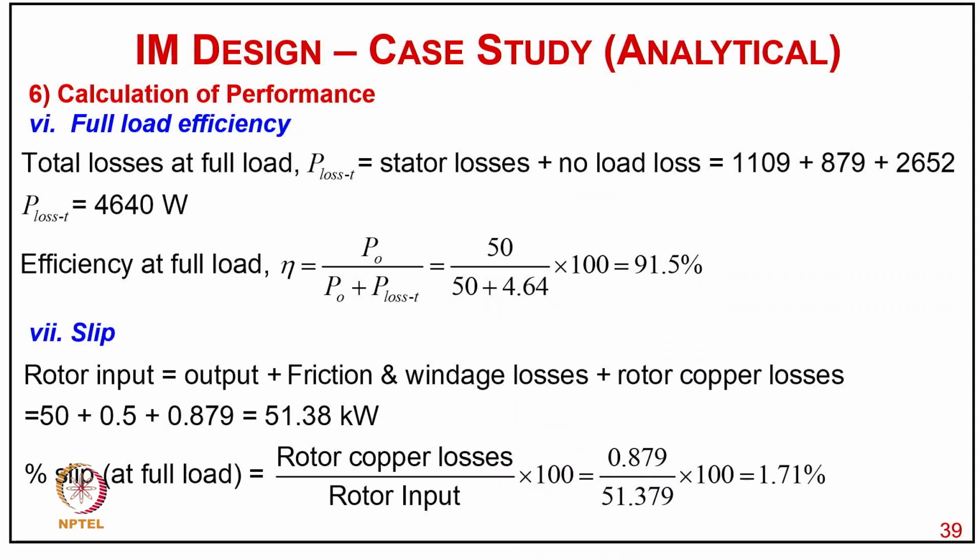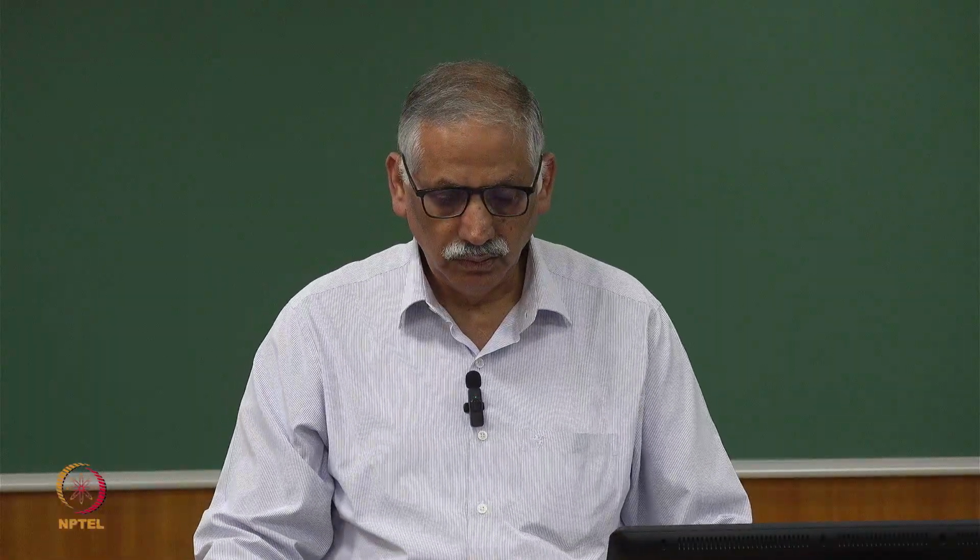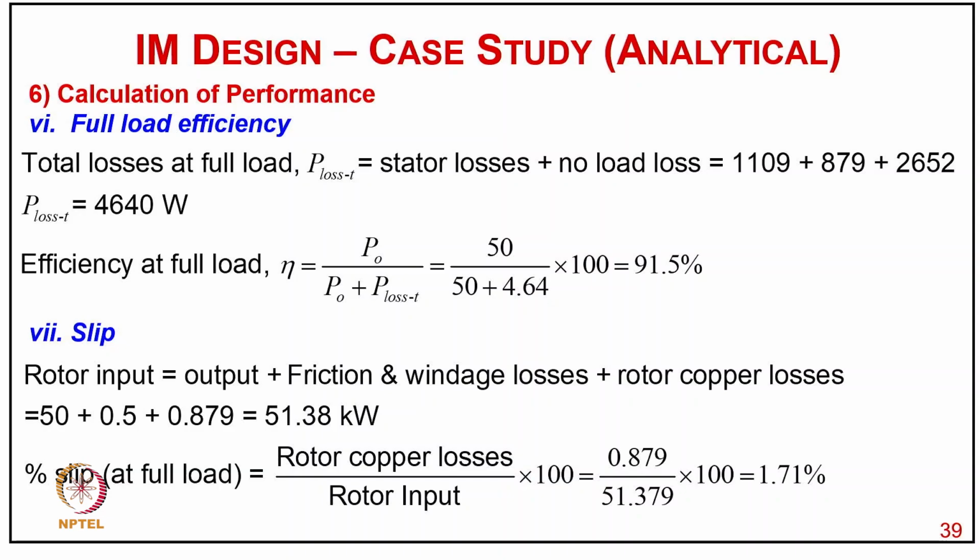load power factor. Now coming to full load efficiency, for that we have to find out the total losses at full load. So total loss is equal to stator loss plus no load losses. Here we already estimated typically all these losses. So putting the values, it comes like 4640 watt, and efficiency at full load will be eta equal to PO upon PO plus P loss. Putting all values here, it comes 91.5%. We started from 89, so we got 91.5. This is quite optimal, a good design, I mean, what we have really gone through.